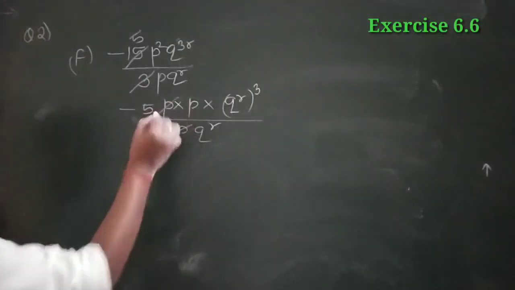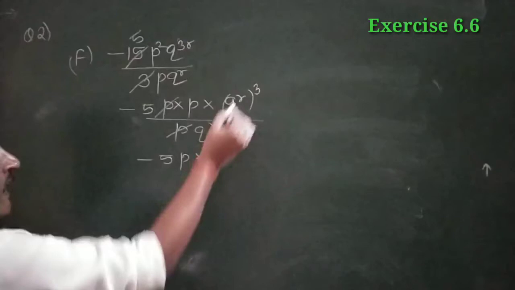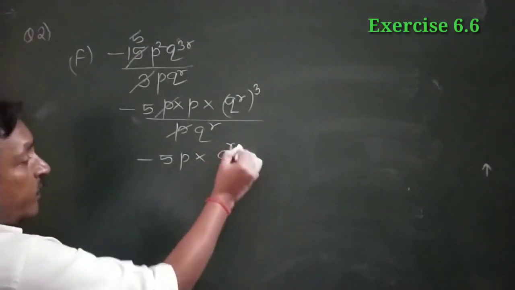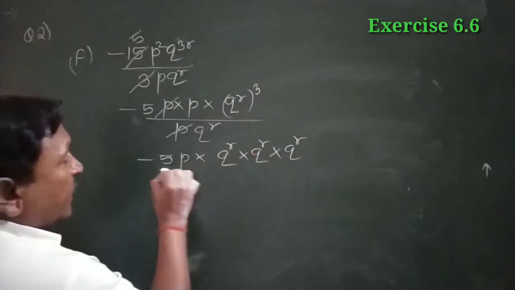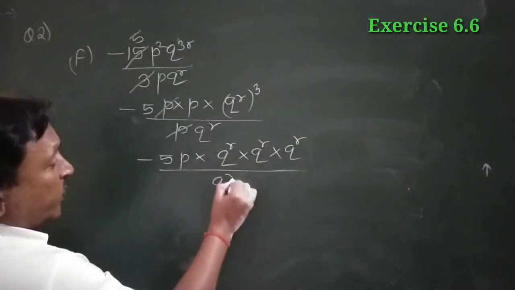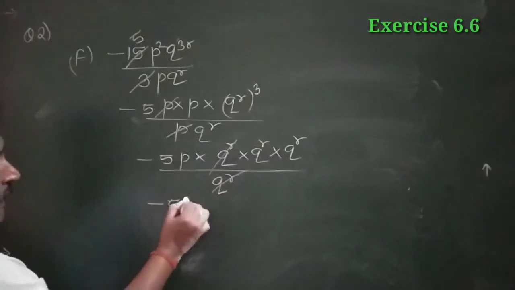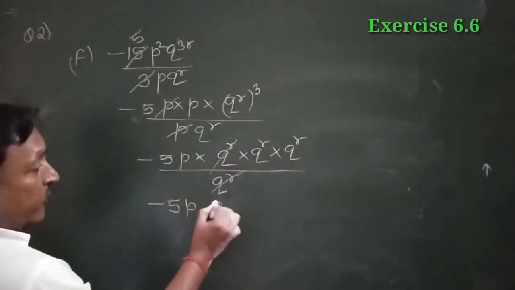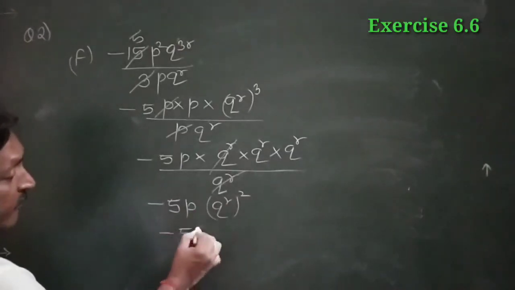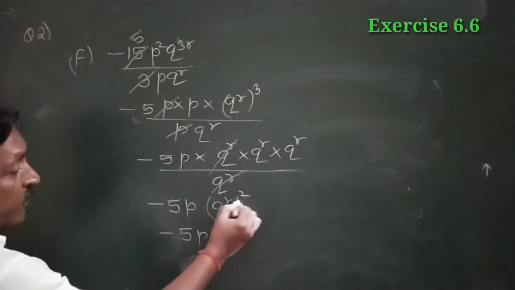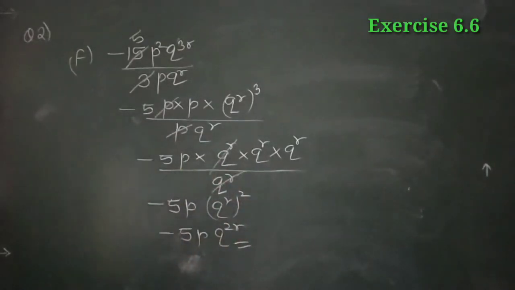One p is cancelled by p. Minus 5p into, we can expand it, q raised to the power r into q raised to the power r into q raised to the power r upon q raised to the power r. This is cancelled by this. So what is left? Minus 5p, and this will become (qr)², and we can write it like this: minus 5pq, powers will get multiplied, it will become 2r. Okay, note it.